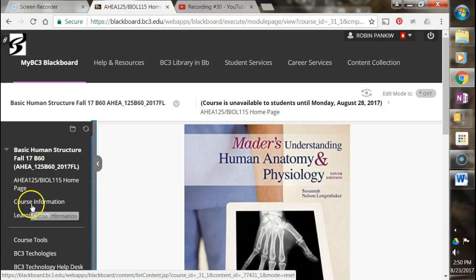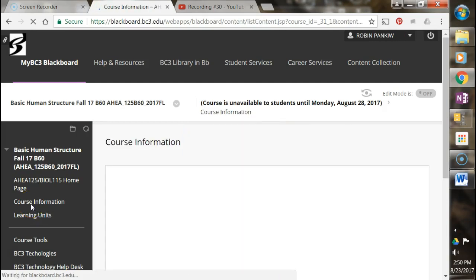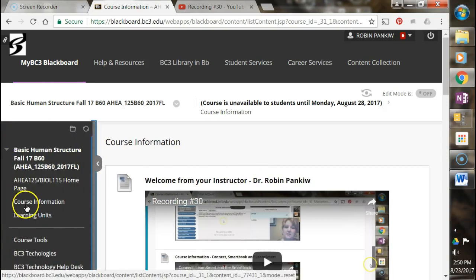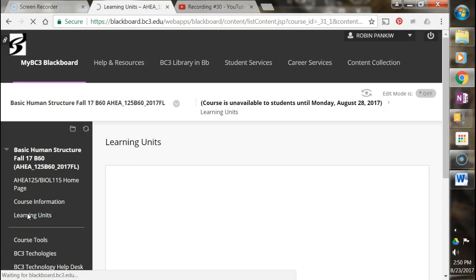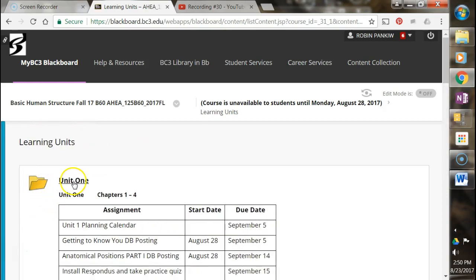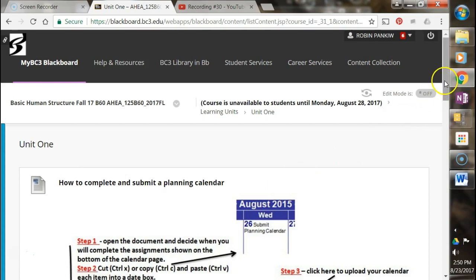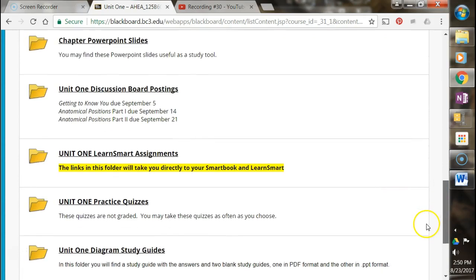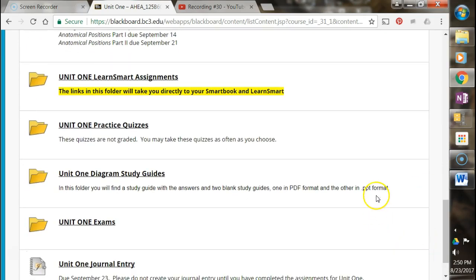So you can reach your exams by going to course information. I'm sorry, not course information. We're going to go to learning units. There we go, learning units. And as you scroll down, you'll see first practice quizzes. The practice quizzes are there for you to take as many times as you would like. They won't show up in your grade book. They are not graded. They are a good preparation. Some students find them very useful to take before they take the regular exams.